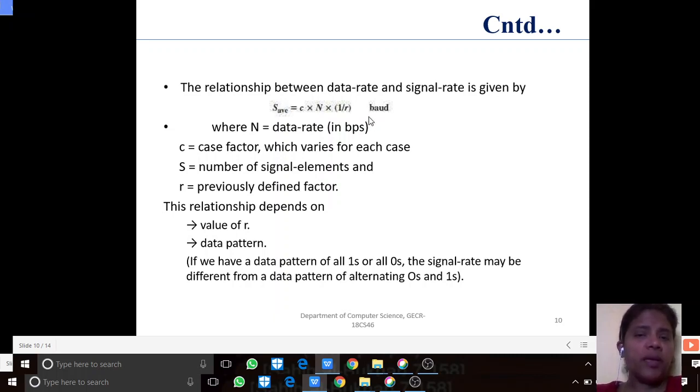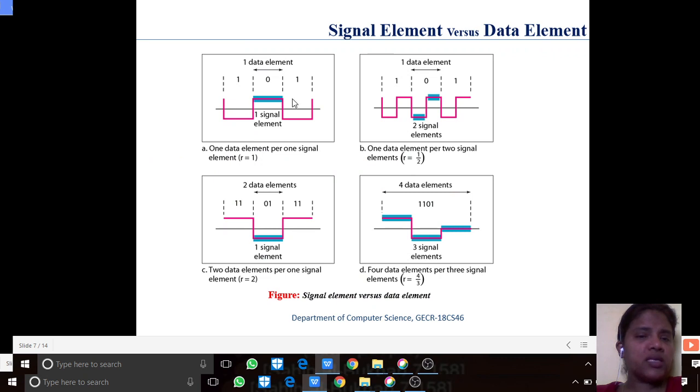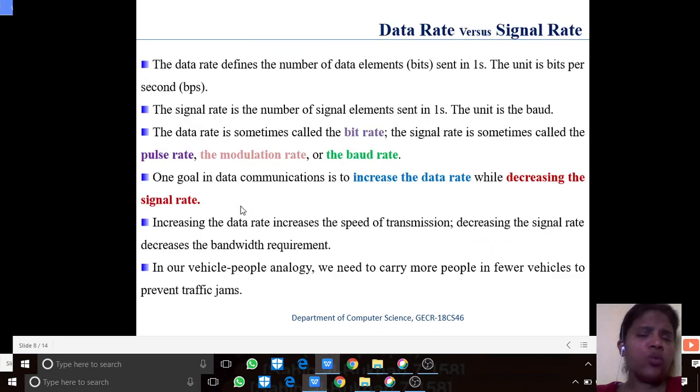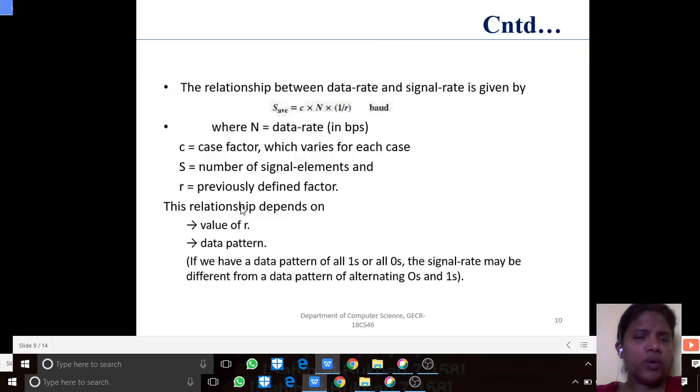Okay, so R being the data rate. C is the case factor, which varies for each case. That means here I had shown you the cases 1, 2, 3, 4. So the cases are whether one data element is being carried by one signal element or what. N is the data rate. R is a defined factor, 1 by 1 and all such things. So C is the case factor which varies for each case.